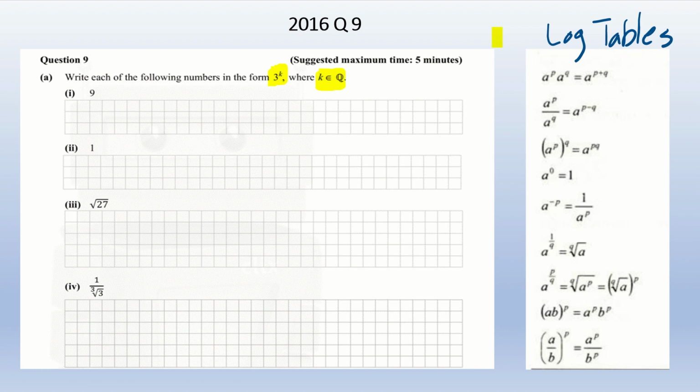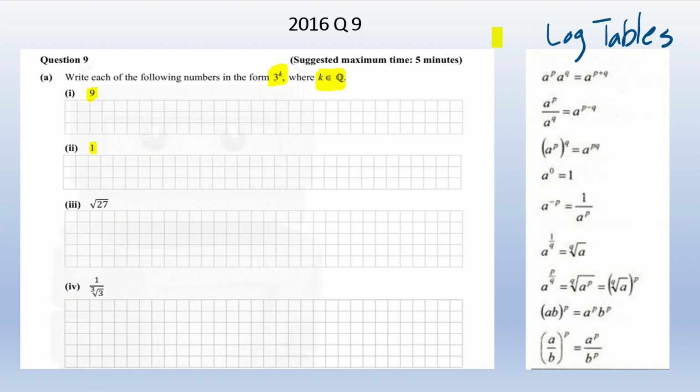Okay, so the first thing we're going to just be sure of is that for our answers here, we need to find out, well, 9 is equal to 3 to the power of something. What is that something? 1 is equal to 3 to the power of something. What is that something? Root 27 is equal to 3 to the power of something. What is that something? And the same thing for your last question down at the bottom there.